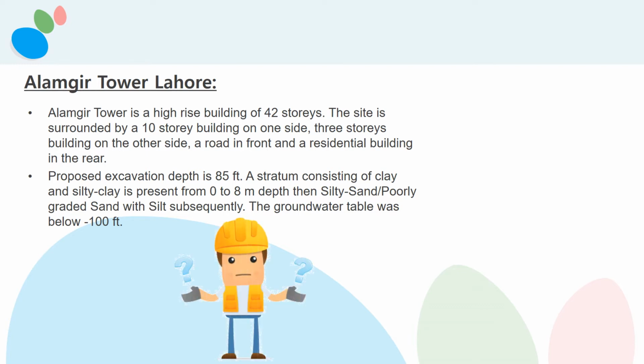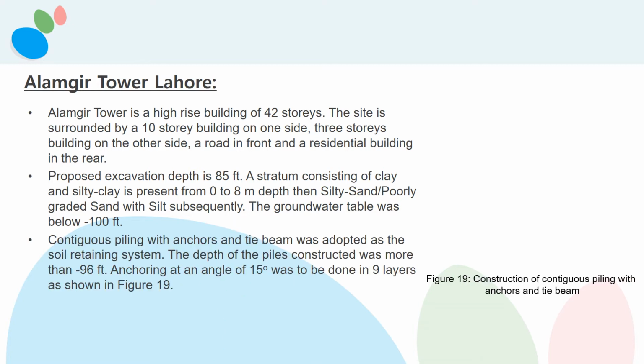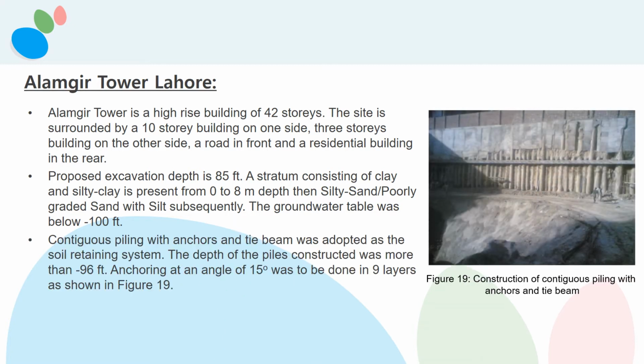What is the best solution to proceed with the substructure work? Contiguous piling with anchors and tie beam was adopted as the soil retaining system. The depth of the piles constructed was more than 96 feet. Anchoring at an angle of 15 degrees was to be done in 9 layers as shown in Figure 19.